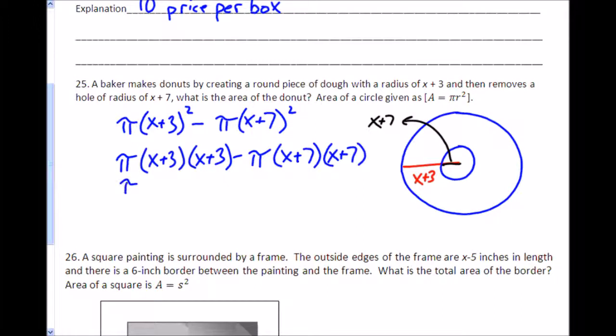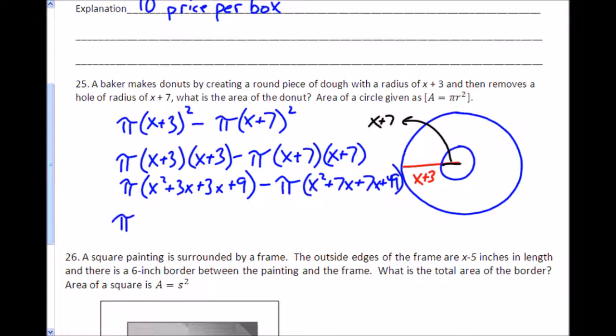So that's going to give me pi times x squared plus 3x plus 3x plus 9. Here, this is going to give me x squared plus 7x plus 7x plus 49. And now from here, I can do two things. I'm going to factor out the pi, and I'm going to combine some like terms.